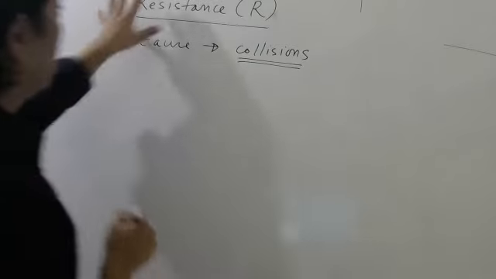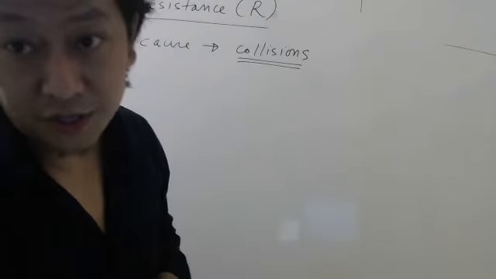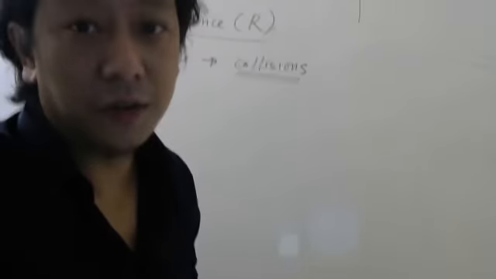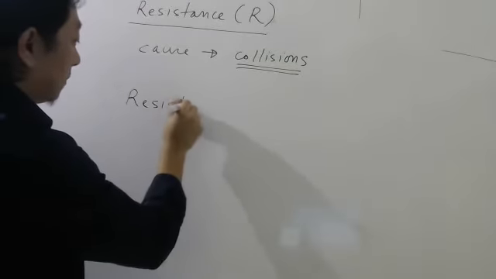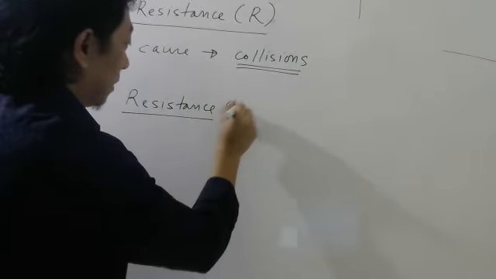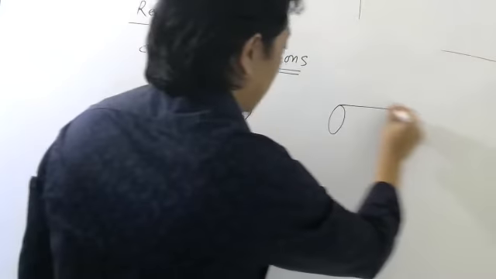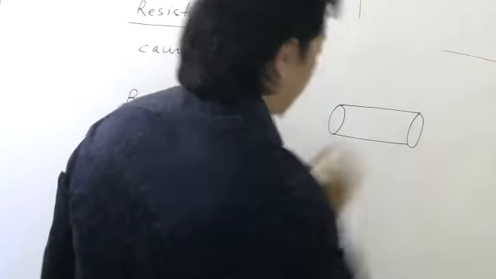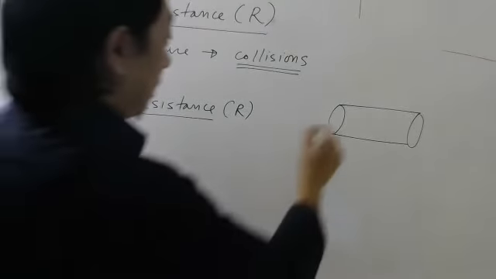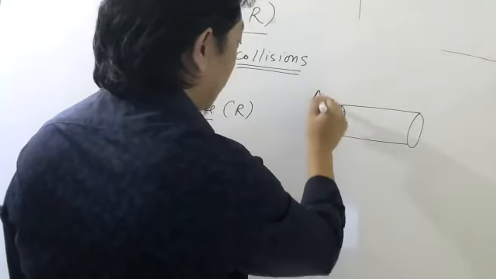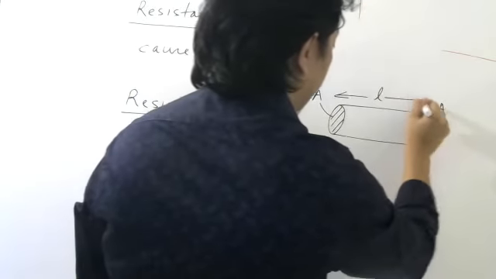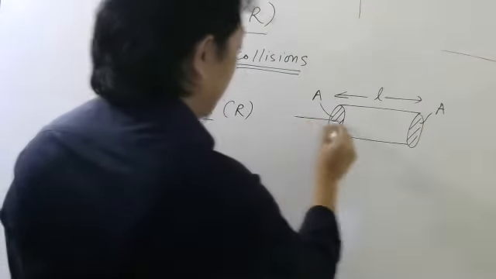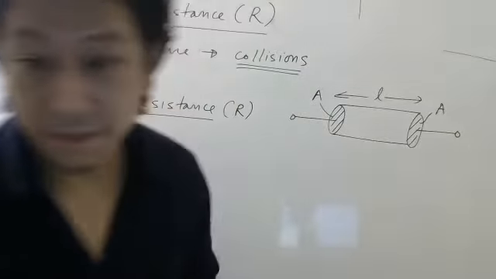Now we need to try to create a formula for resistance. So look carefully, all of you. If I give you a conductor of this shape, listen carefully. If this cross-sectional area is A and this length is L, and the terminals are these, it means I will connect the battery here.